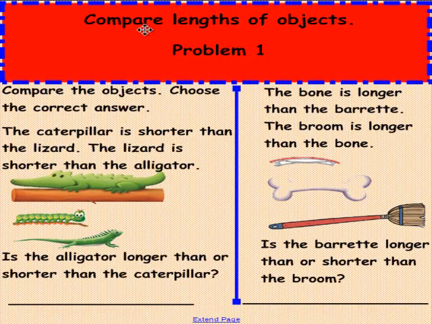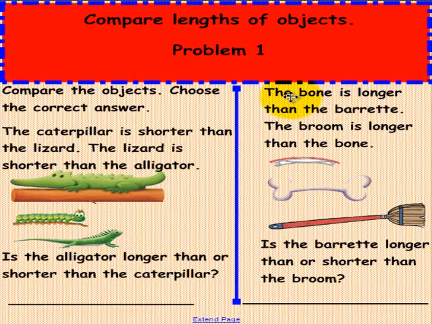Problem 1. We are going to compare lengths of various objects. Let's look at the first section on the left. Compare the objects, choose the correct answer. The caterpillar, that's this guy right here, is shorter than the lizard. Here's the lizard. The lizard is shorter than the alligator. Here's the alligator. Here is the lizard. The question is, is the alligator longer than or shorter than the caterpillar? Write the word longer or shorter right here.